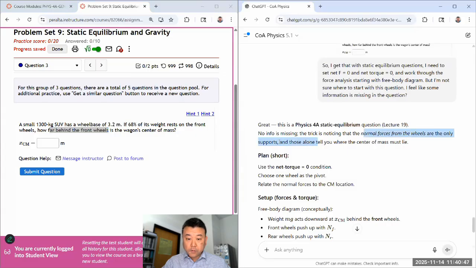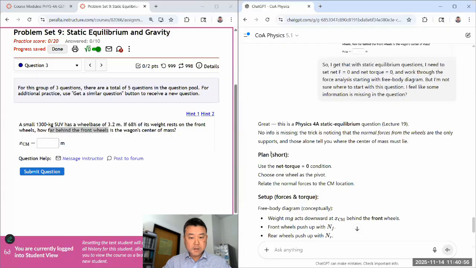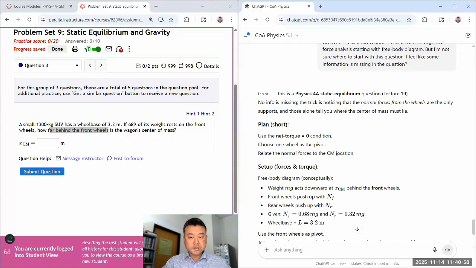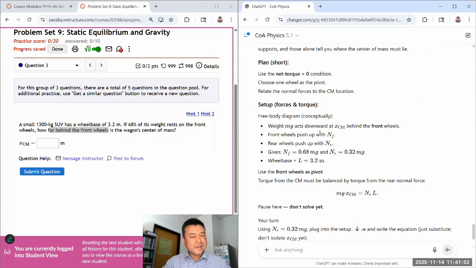The only supports, those alone tell you. Okay, yeah, net torque condition. Choose one wheel as the pivot. Okay, relate the normal forces to the CM location. I think you still need to write down the net force equation. Free body diagram conceptually: mg acts downward. Front wheels push up. Rear wheels push up. Given N_F that and then N_R.